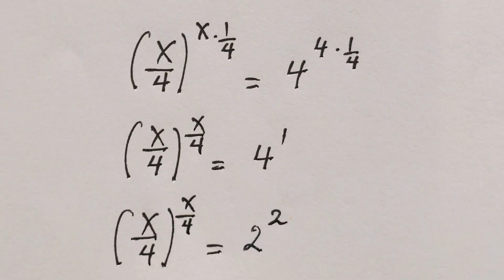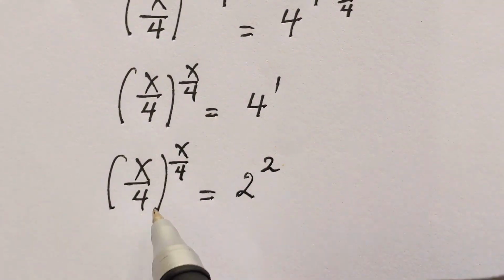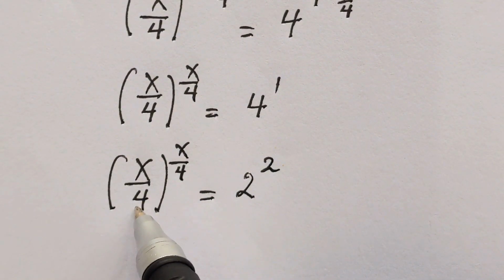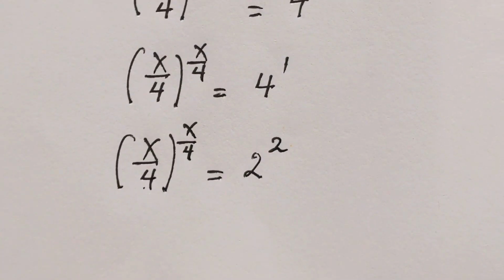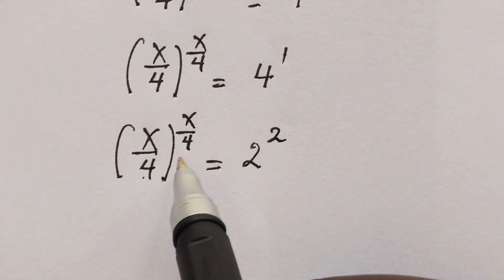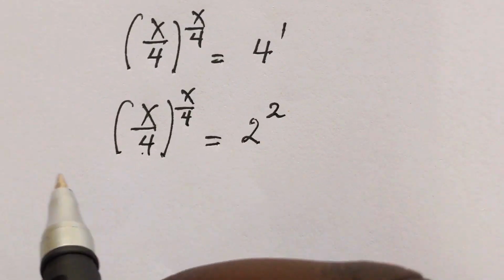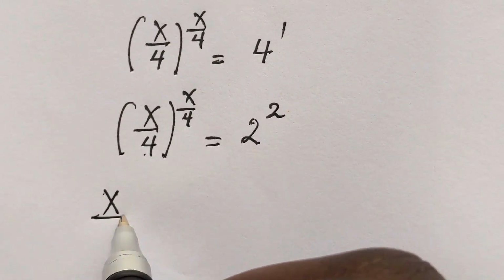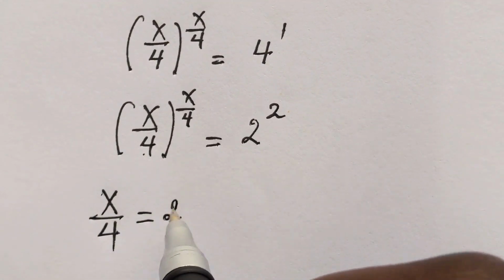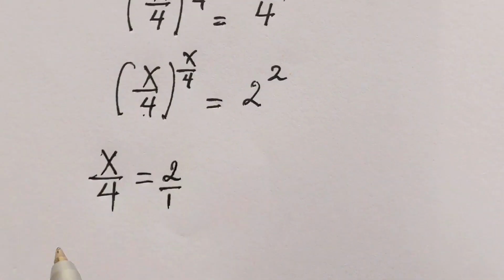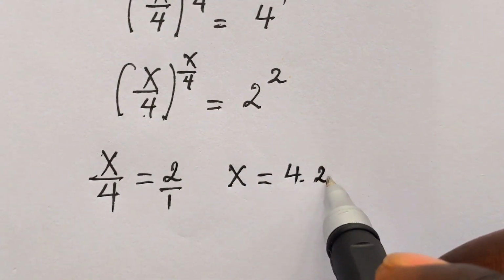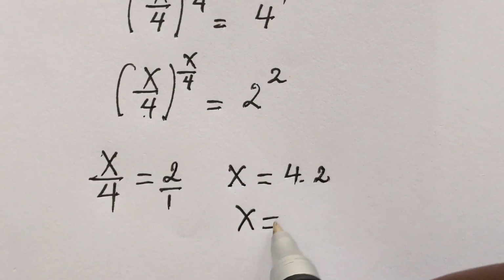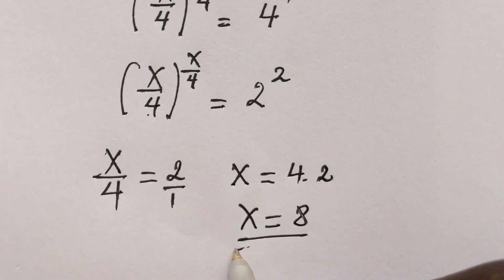Right, so at this stage we have x over 4, then power x over 4, and this will be 2 power 2. So at this stage we have this one which looks like this, and this one looks like this, so that we can equalize each other. Base or power, let us start here from base. x over 4 equals to 2. Then by cross multiplication we shall get x equals to 4 times 2, then x will be 8.